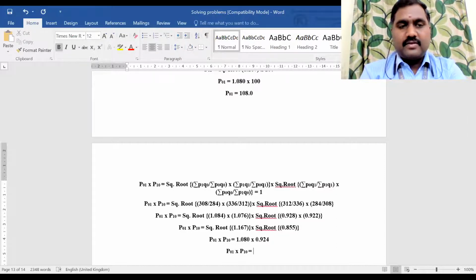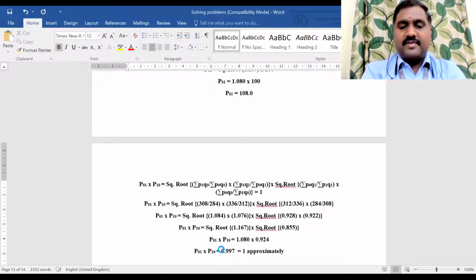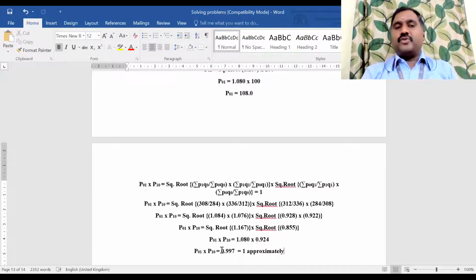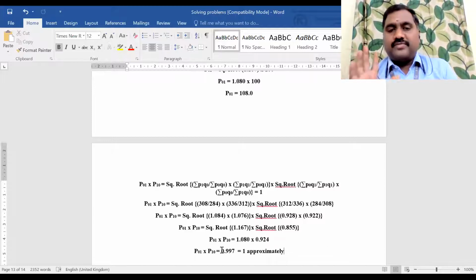Multiplication of this value gives 0.997, which is approximately equal to 1, because of some decimal point values it may show that. So now it is equal to 1, right? So that's why it is proved now. TRT is proved.